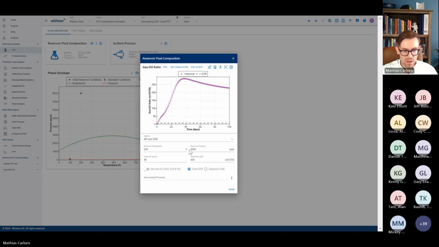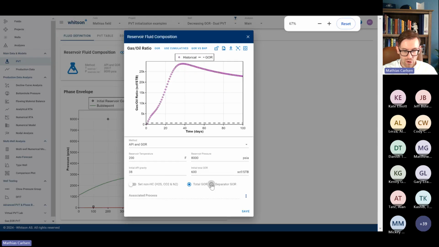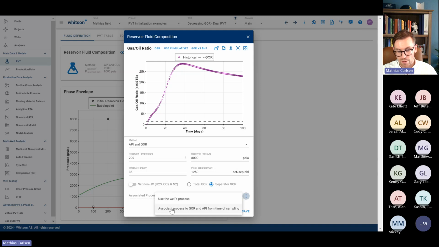If you have, for instance, separated GORs available and you don't have anything else, you could go in and input the separated GOR too. That would mean that, okay, this is 1250 scf per barrel at separated conditions. I can even associate a process or a condition to this time step, or in this case, I'm just assuming it's the same as my surface process. And if I also want to use the GOR saturation pressure method, I'm saying, okay, I would like to use the separated GOR, and I would like to match a saturation pressure of 3000.